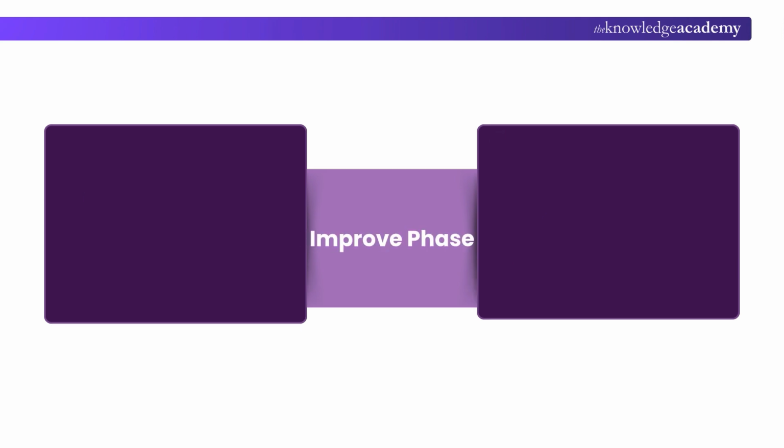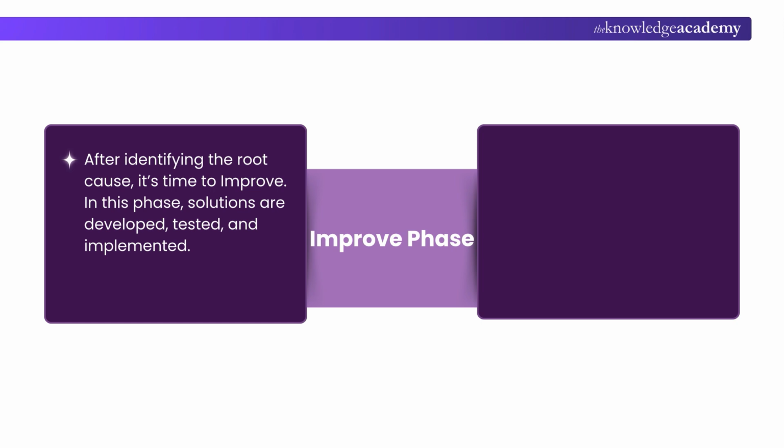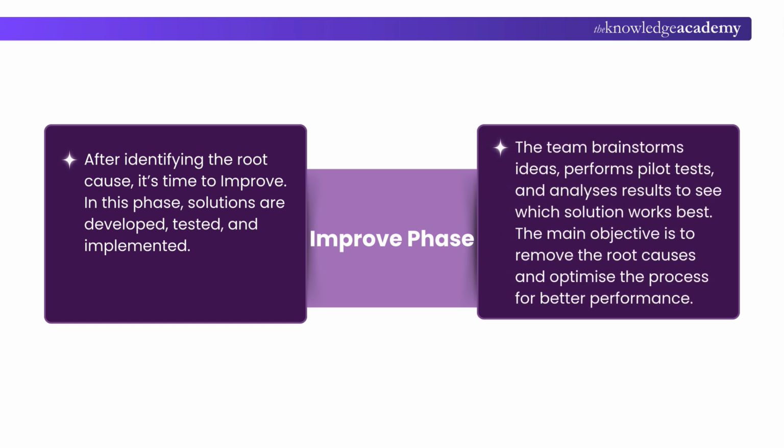Improve phase. After identifying the root cause, it's time to improve. In this phase, solutions are developed, tested, and implemented. The team brainstorms ideas, performs pilot tests and analyzes results to see which solution works best. The main objective is to remove the root causes and optimize the process for better performance.